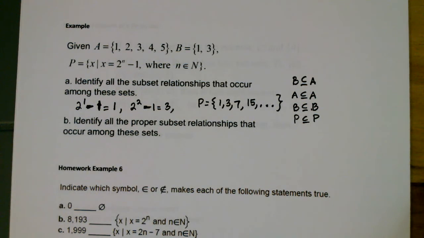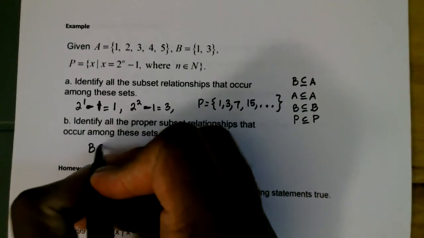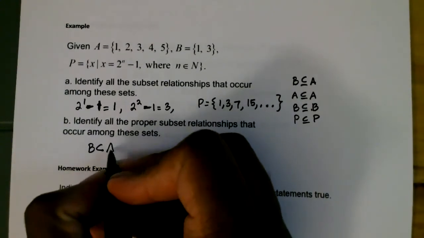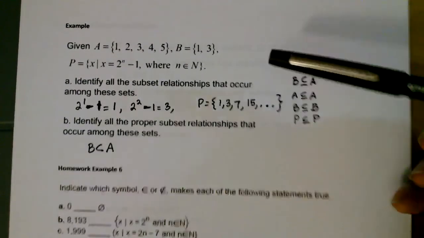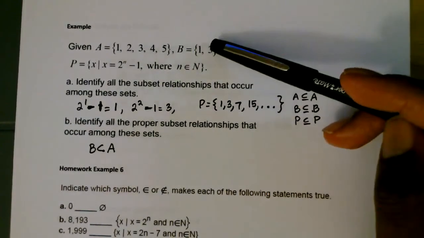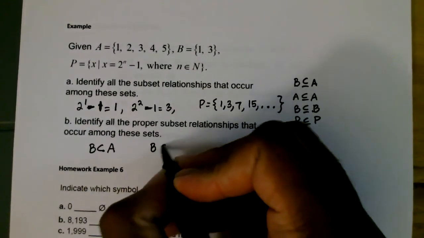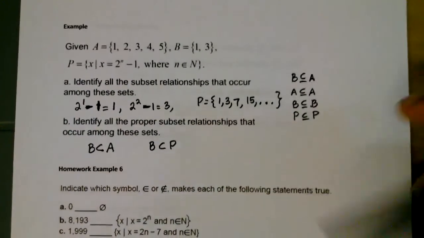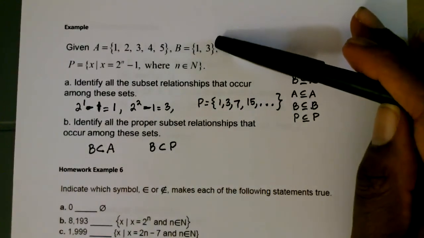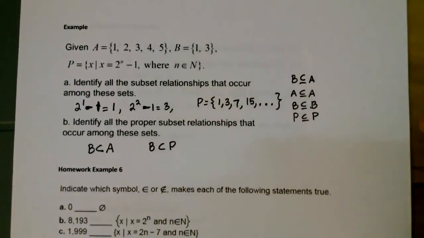And then part B is to identify all proper subset relationships that occur among those sets. Well, in this case here, B is a proper subset of A because there are elements in set A that are not in B. So B is a proper subset of A. Also, B is a proper subset of P, because if you take a look at this, there are elements in P that are not in B.